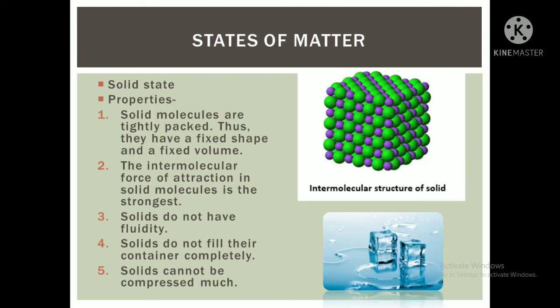The states of matter: first is the solid state. Solid will have a fixed shape. So let's see the properties. Solid molecules are tightly packed, thus they have a fixed shape and a fixed volume. Number 2, the intermolecular force of attraction in solid molecules is the strongest. Number 3, solids do not have fluidity; they will not flow.